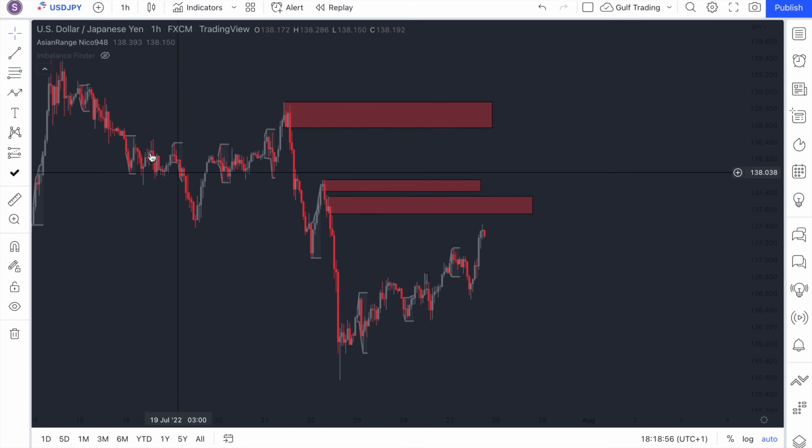That's why I'm looking at this setup here to go short. Hopefully price will come back up here, and then there's going to be a lot of liquidity resting below this area here, so that's a good area to target, because that's where the institutions are going to want to push price.